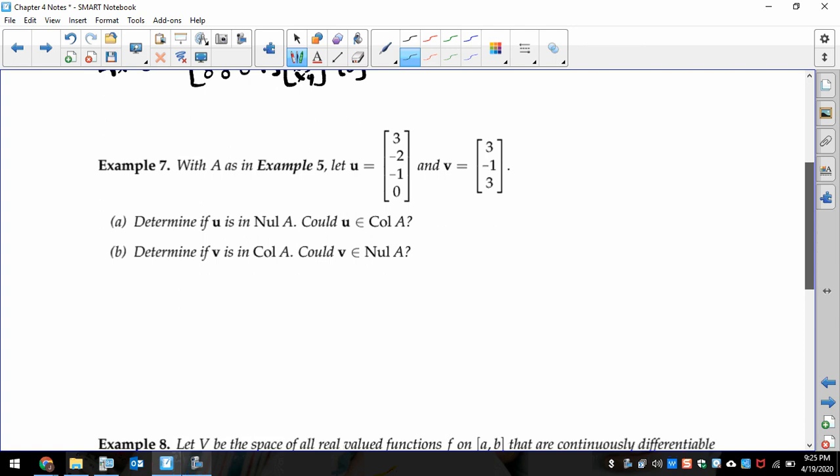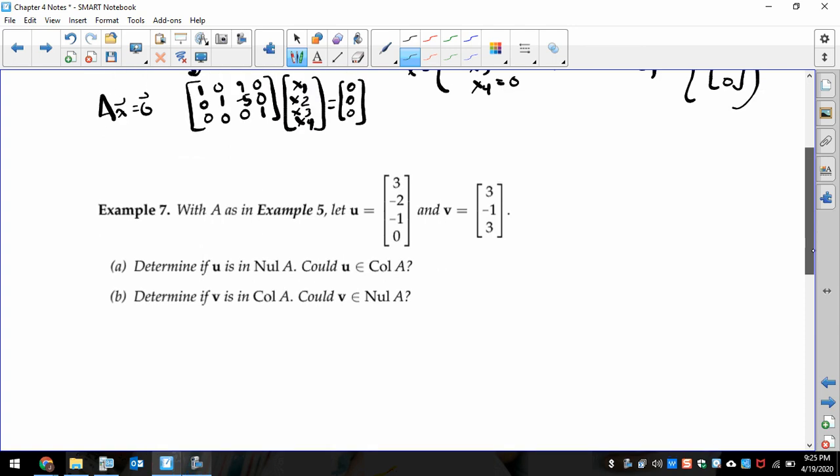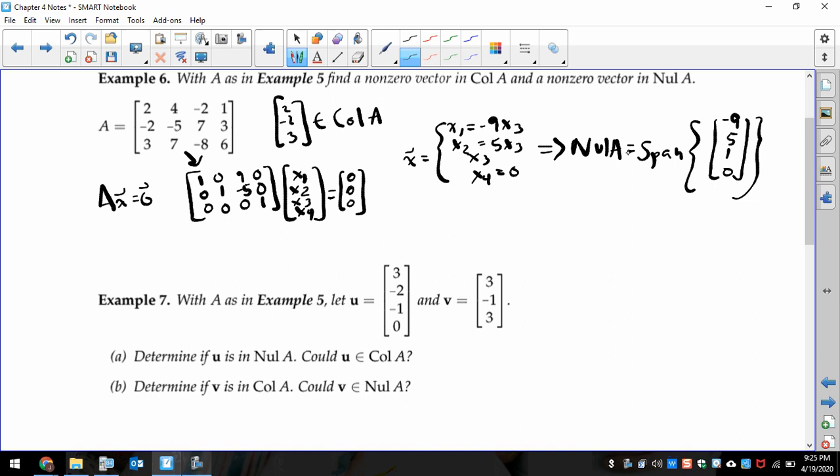Well, let's see. So u is this vector right here, and they want to know, is it in null A? Well, null A looks like this right here. So all the vectors of null A look like this vector. So at first sight it could be in the null space because it's the right dimension. It's a 4 by 1, and null space is a subspace of R4. So it looks like a candidate. But once we look at this here, we could say c times u, let's just say cu.